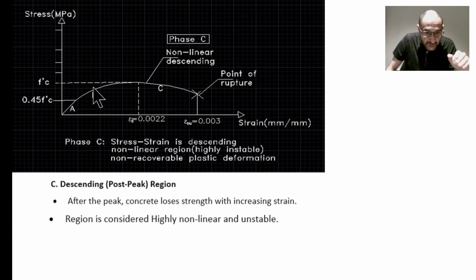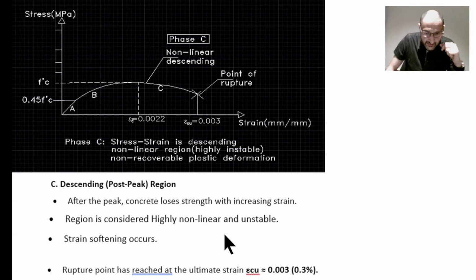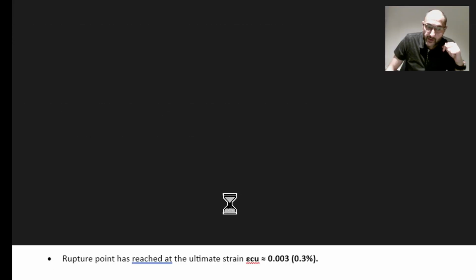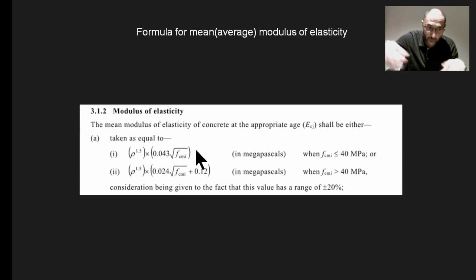This region is considered highly non-linear and unstable. Strain softening occurs, and the rupture point is reached at the ultimate strain, epsilon sub cu, which is 0.3%. If you want to know the formula for the mean average modulus of elasticity throughout that curve, what mean average we use.